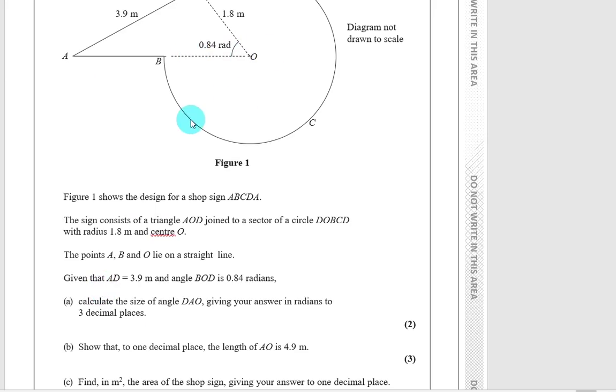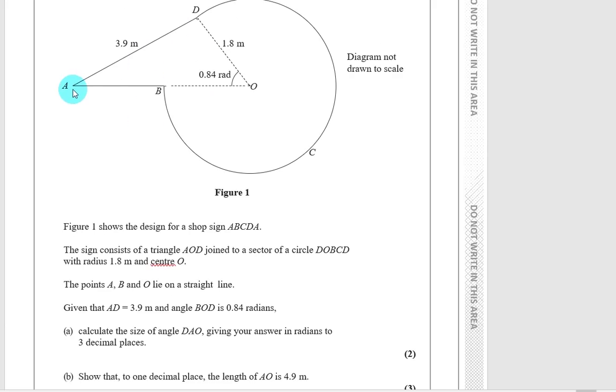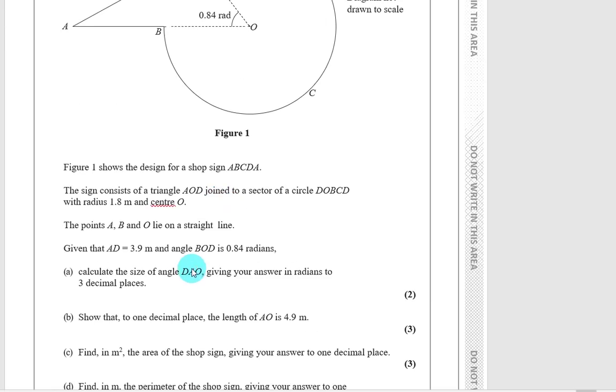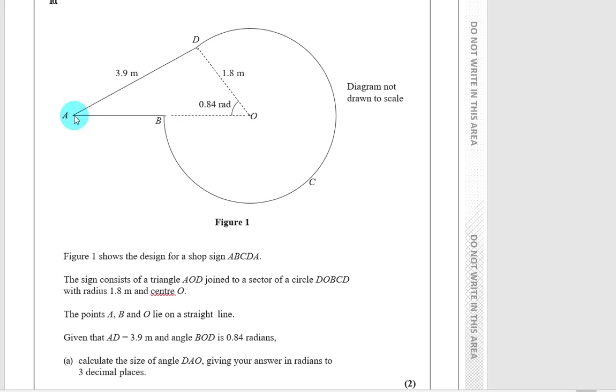Given that AD is equal to 3.9 meters and the angle BOD is 0.84 radians. Calculate the size of angle DAO. So he needs this angle. He asks now about this angle. And this is a triangle, the triangle ADO. This is a triangle, and we have one of the angles, which is 0.84 radians.